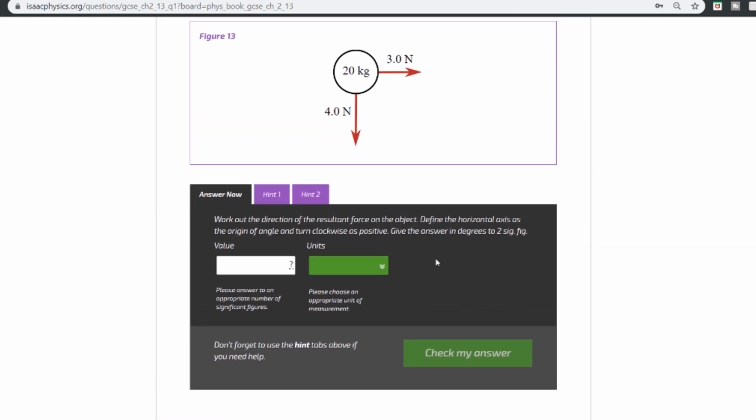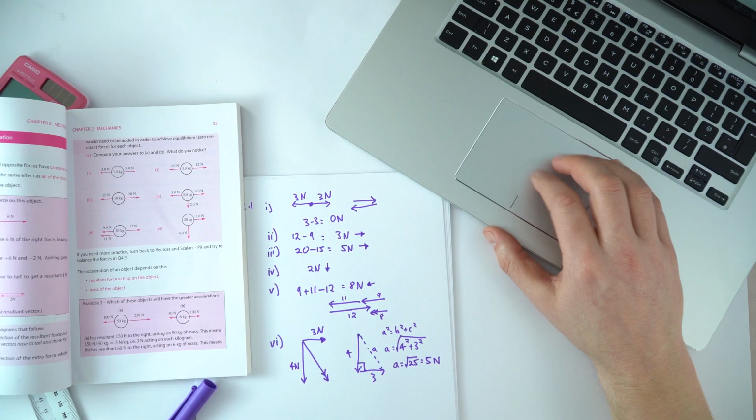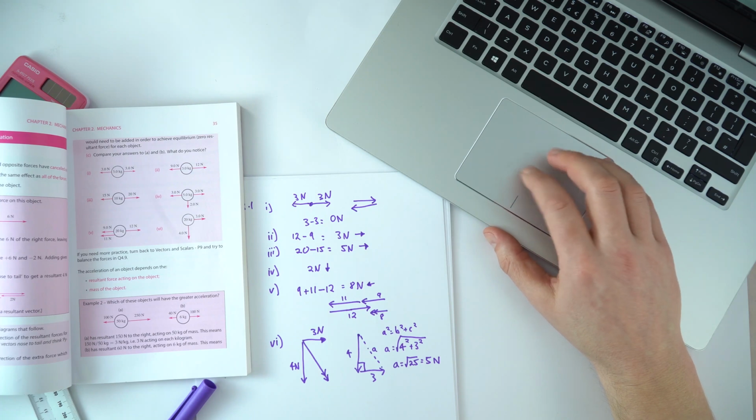So now, for this one here, we need to work out the direction of the resultant force on the object. Define the horizontal axis as the origin of the angle, and turn clockwise as positive. Give the answer in degrees to 2 significant figures. So this is quite tricky. It's not an easy thing. So let's have a look at the best way we can actually work that out.